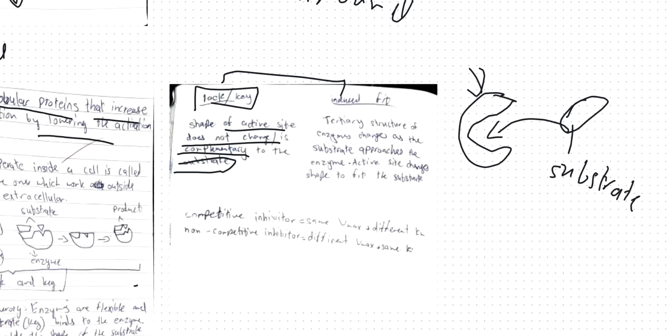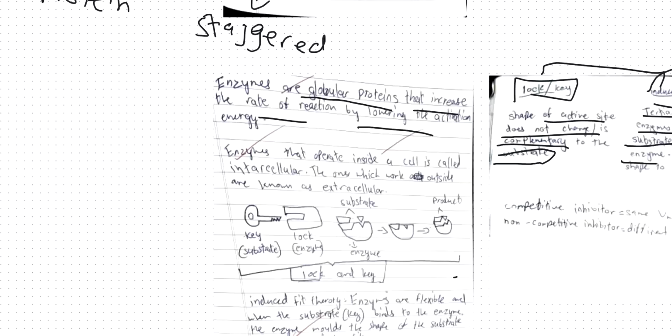Induced fit is when the tertiary structure of the enzyme changes as the substrate approaches the enzyme. So in induced fit, the active site would change shape according to the substrate and it would fit in. So that's why it's called induced fit. Now, enzymes, right? They operate inside a cell. The enzymes that operate inside cells are called intracellular. The ones which work outside the cell are called extracellular.